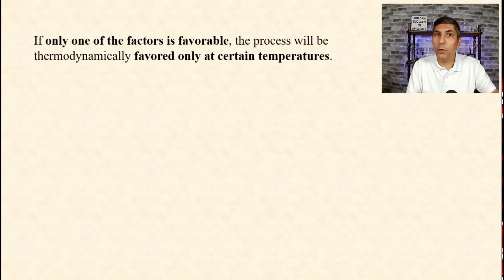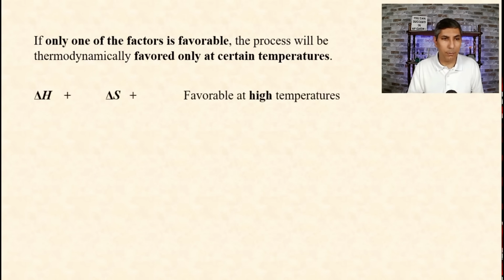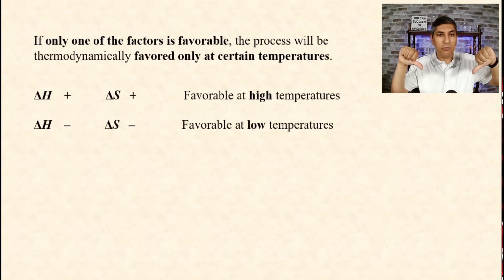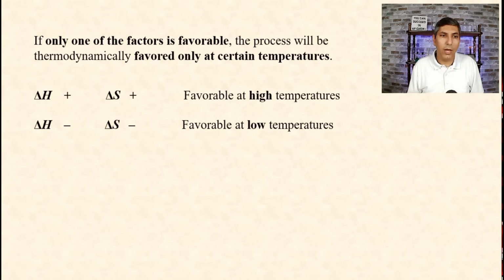Now, if only one of those driving forces is favored by the universe, the process is going to be thermodynamically favored only at certain temperatures. So for example, if the delta H is positive, endothermic, and delta S is positive, increasing entropy, that process is going to be favored only at relatively high temperatures. Likewise, if the delta H is negative, it's exothermic, and delta S is negative, decreasing entropy, then that reaction is going to be favored only at relatively low temperatures. And so we have to understand how that works.